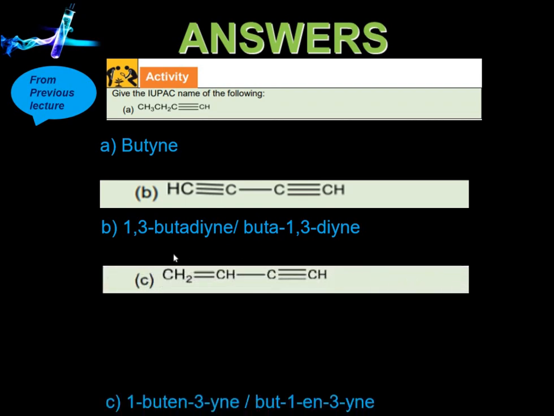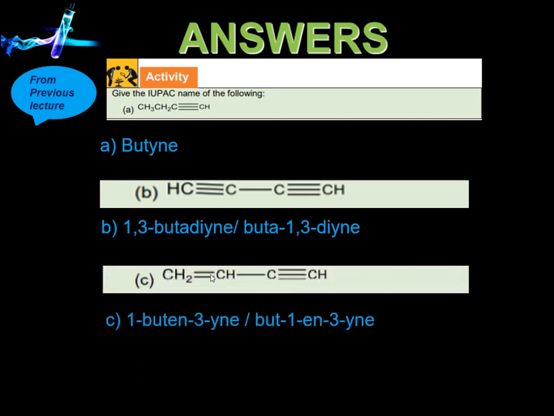Third part is this one, the name of the compound. Now there is a triple bond as well as a double bond present. So the name of the compound will be, numbering 1, 2 and 3, 1-butene-3-yne. We are dropping the E of ene. Or you can write it as but-1-en-3-yne.